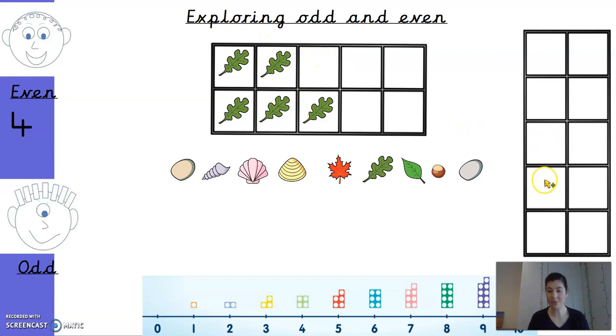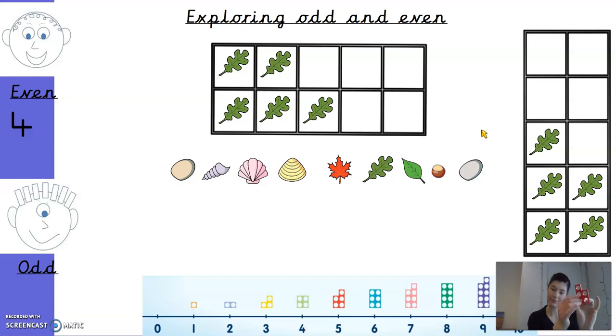Oh, tell you what, let's put it into this one as well and see what it looks like. We've got 1, 2, 3, 4, 5. Have a little look at how our leaves look here. Does it look similar, the same as our numicon 5? If I swing it around that way, look. Can you see it looks the same? It's got 3 on this side and 2 on this side. It looks like our numicon 5.